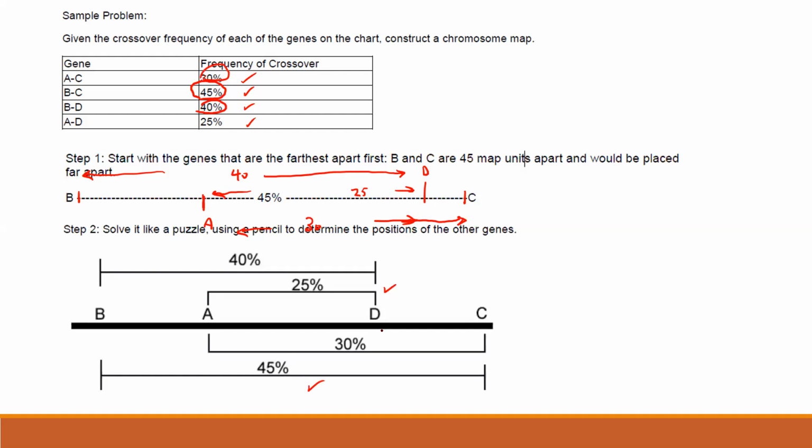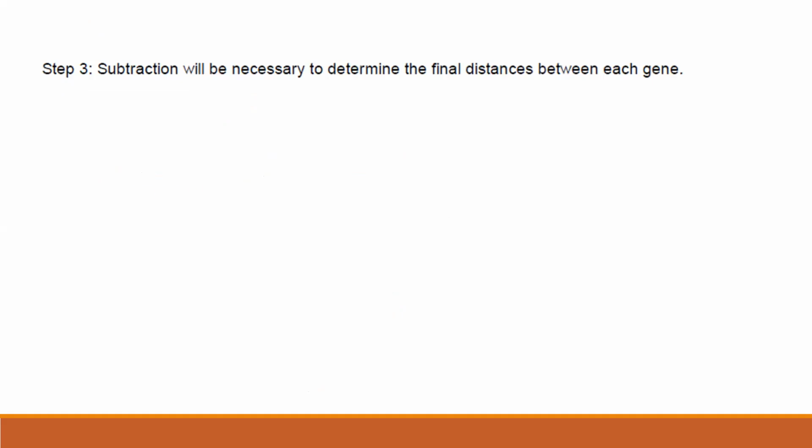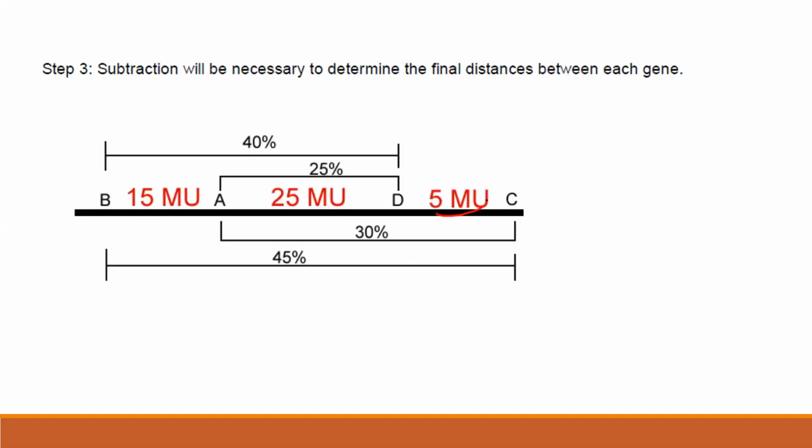Our total is 40, and there's our 30. Now, what do we do here? Well, we just do that by subtraction. We subtract, and we're going to get our 5 map units there. So subtraction will be the last part, and there's our 5 map units.